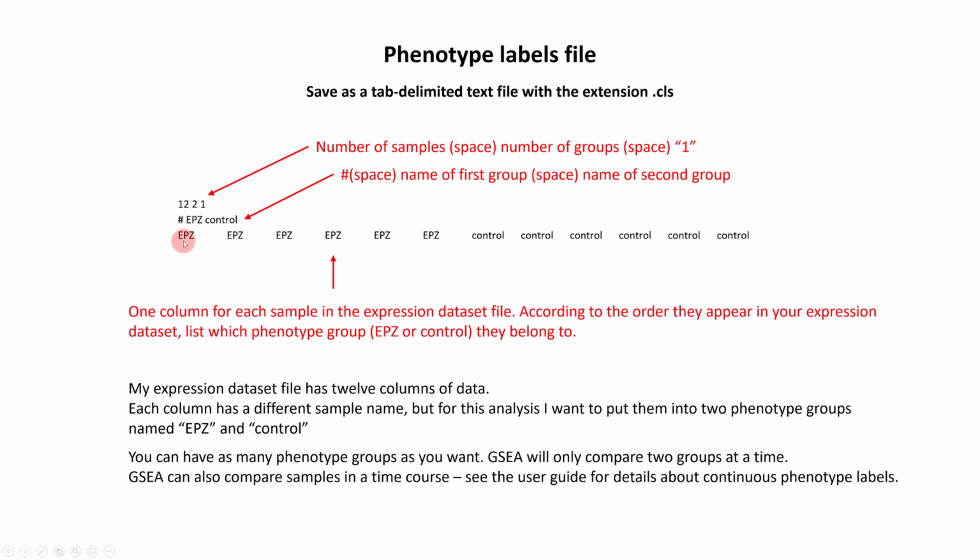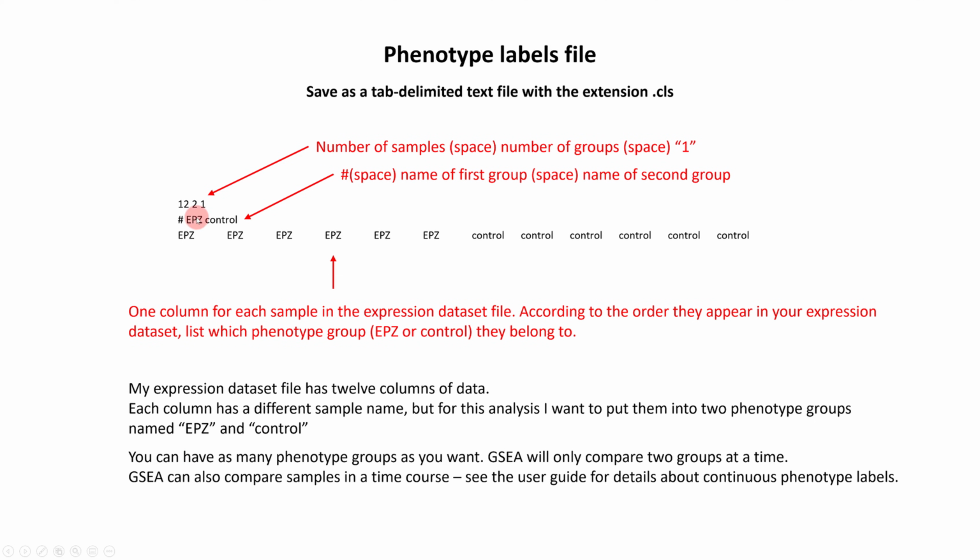And then the third row essentially tells the software which of your samples go into which group. This needs to be the same order as the samples on your previous expression dataset file. The software is going to put the first sample into whatever group you've listed here. So it's going to put my first sample into the EPZ group, second, third, fourth, fifth, sixth samples are all going to go into that EPZ group. And then the final 6 samples are all going to go into the control group. So the order of these cells is important, and it relates to the order of the samples in the expression dataset.